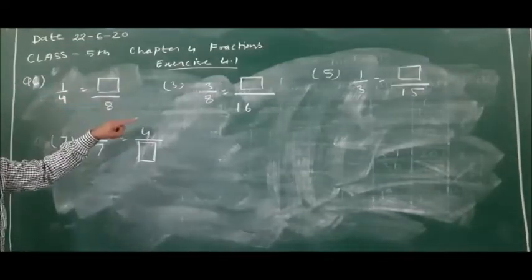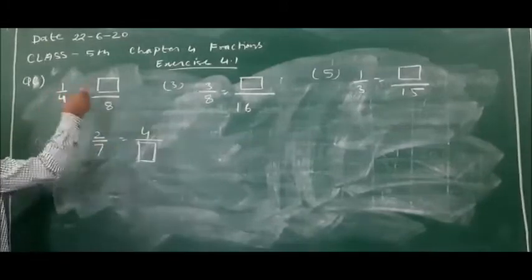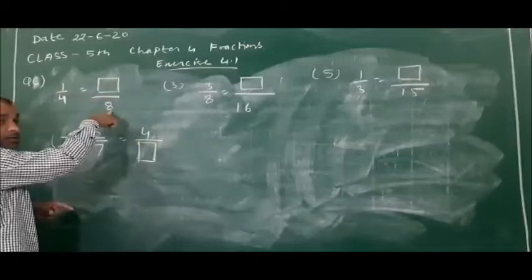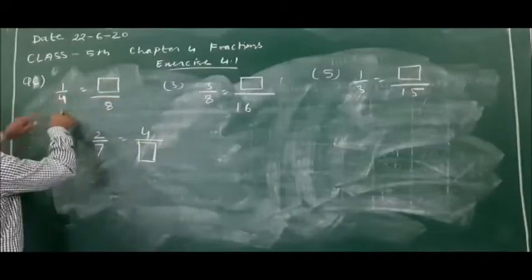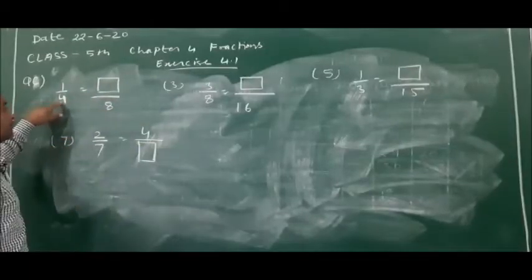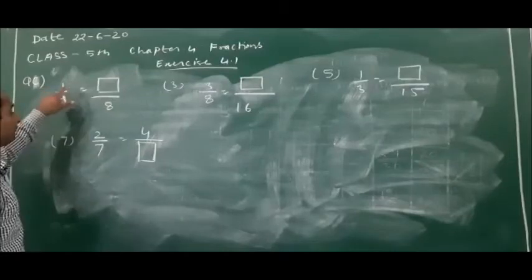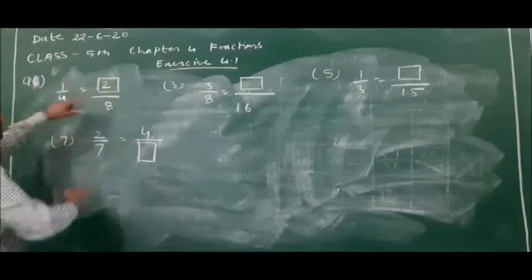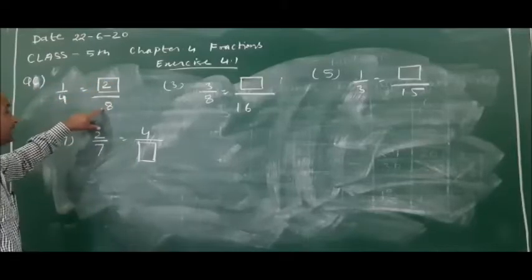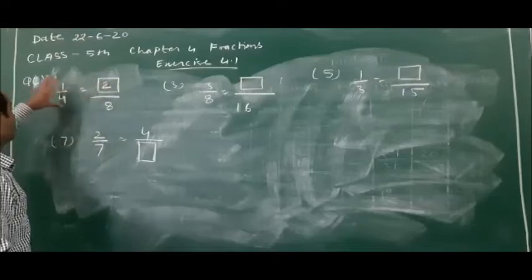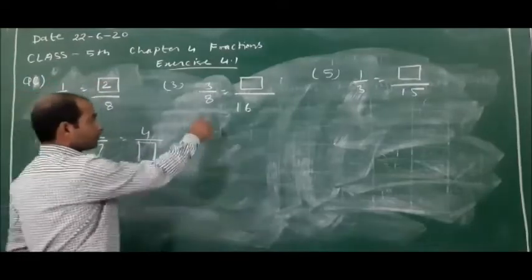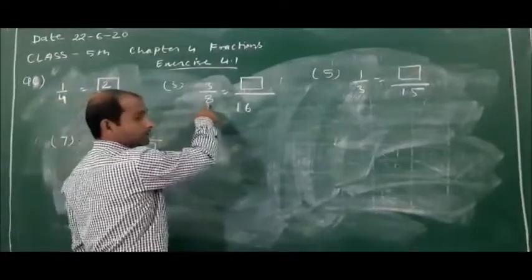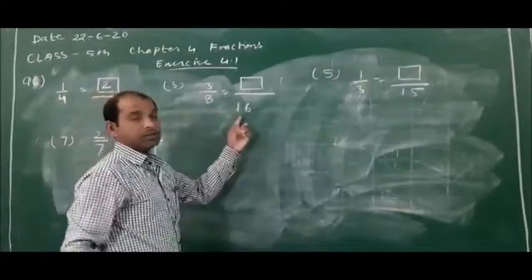4 2s are 8, means 4 में 2 का मल्टीप्लाई किया गया है तो 8 आया है, क्योंकि 8 इस मल्टीपल है किसका? 4 का. जब इसमें 2 का मल्टीप्लाई किया है तो हम इसमें भी 2 का मल्टीप्लाई करेंगे. We multiply by 2. 2 1s are 2. So 2 upon 8 is the equivalent fraction of 1 upon 4.